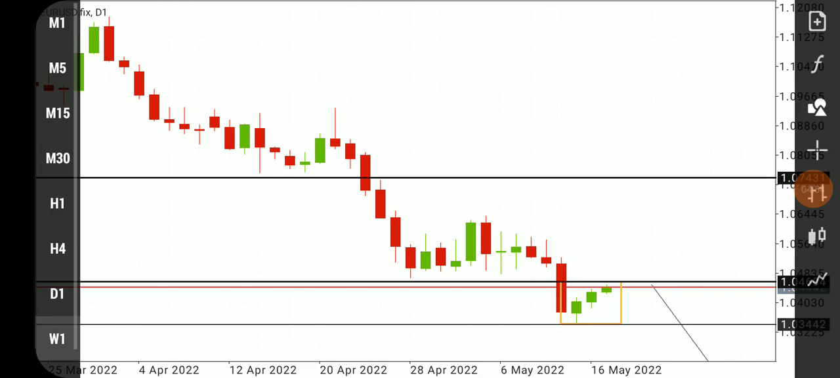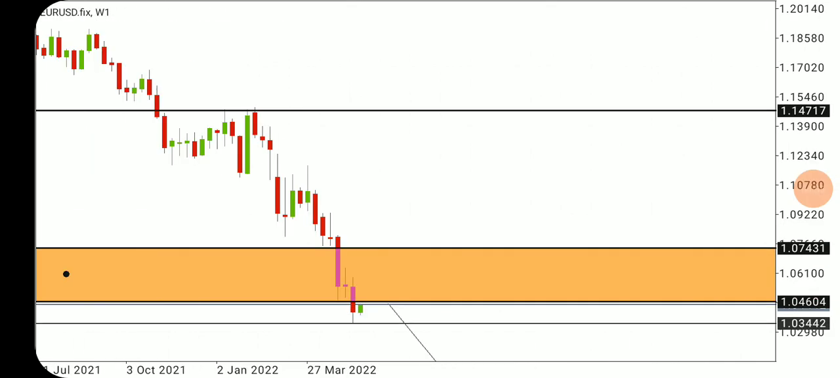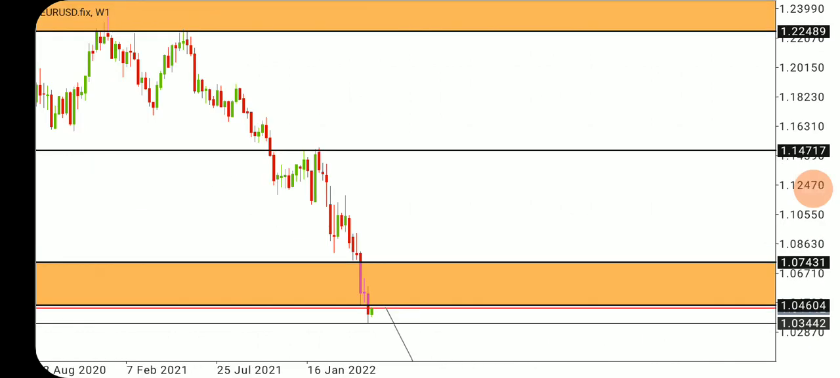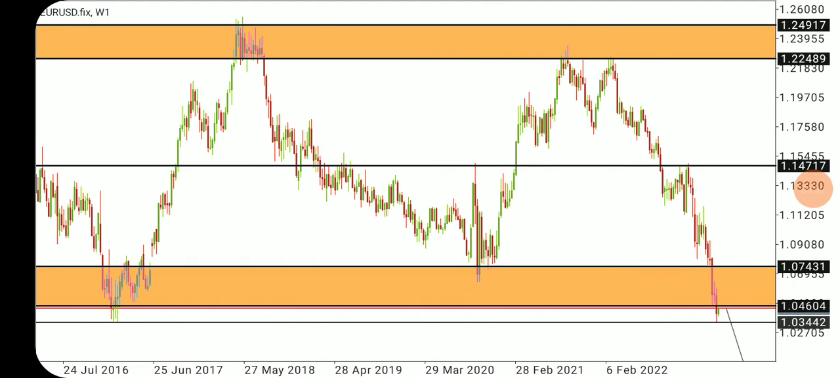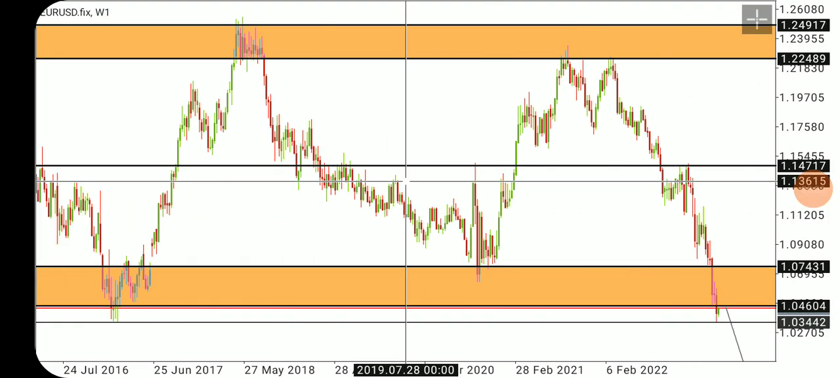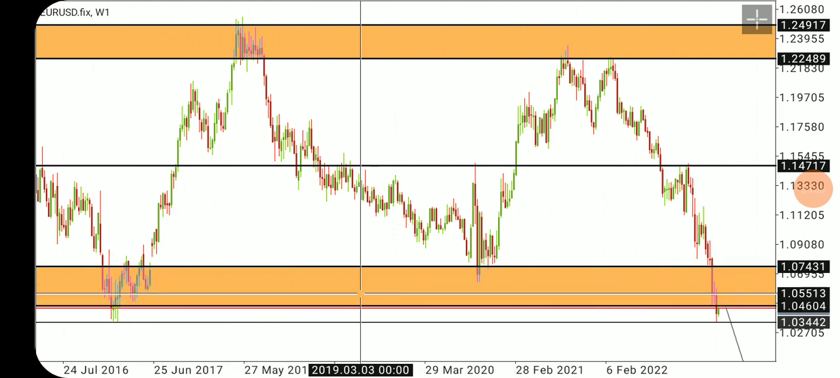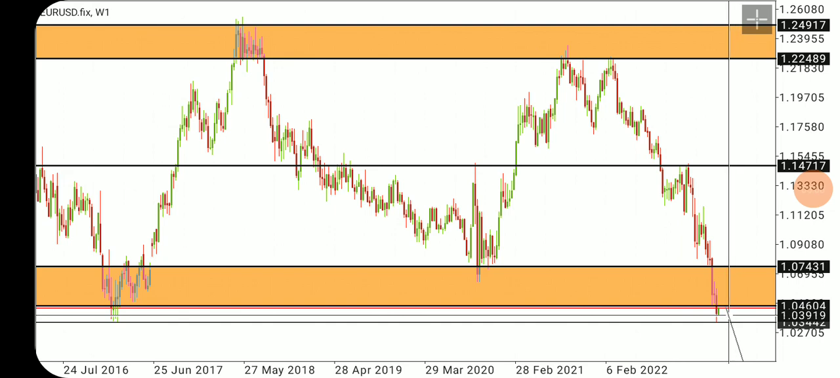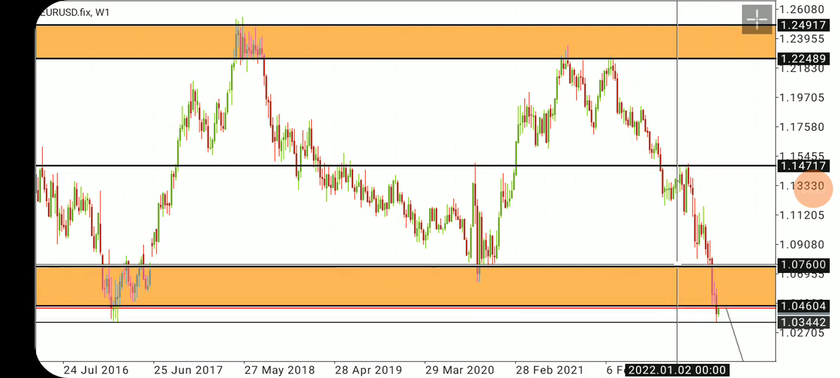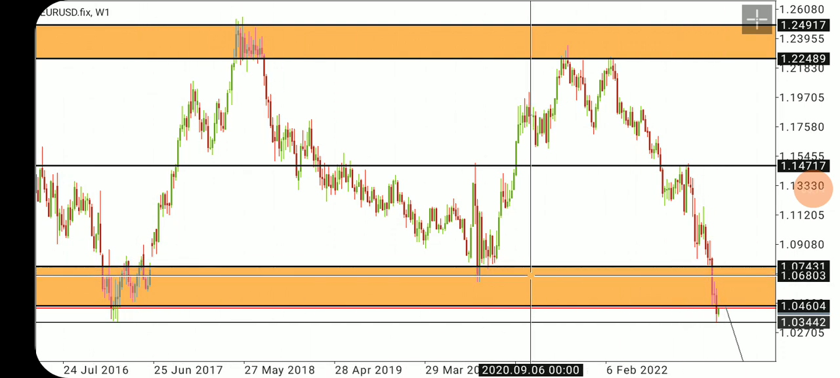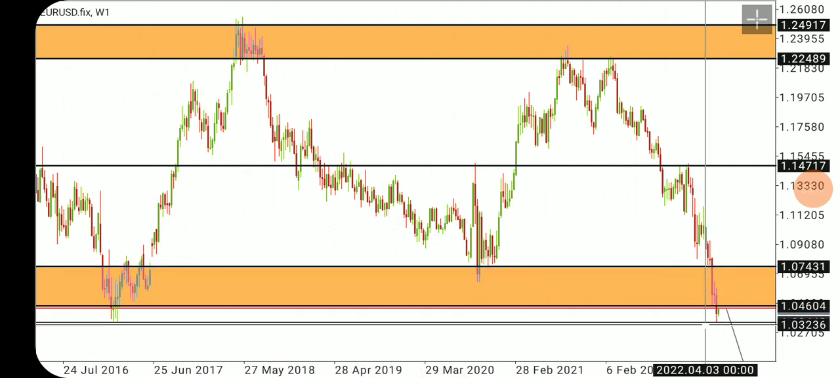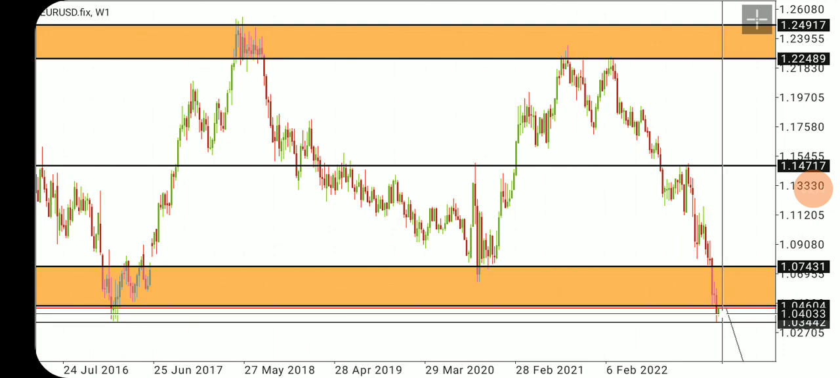Let's go first to the weekly time frame. As we predicted, guys, Euro USD broke below the very strong support area right here. It broke below and closed below this strong support area. It closed below it last week.